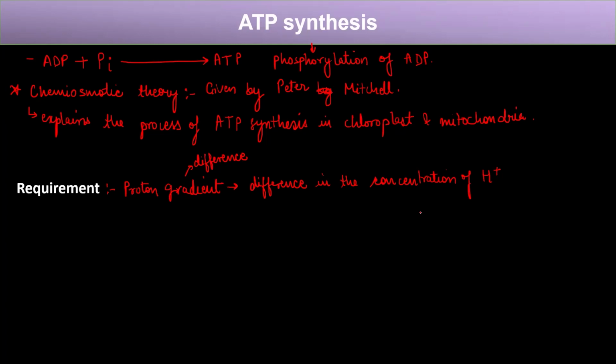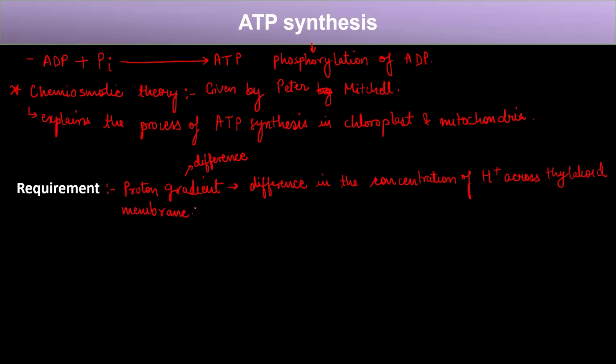Now, what difference are we talking about? Where should this difference be? So it is a difference in the concentration of protons across. If we talk about the chloroplast specifically here, it is the difference in the concentration of protons across the thylakoid membrane. Across the thylakoid membrane. Okay.